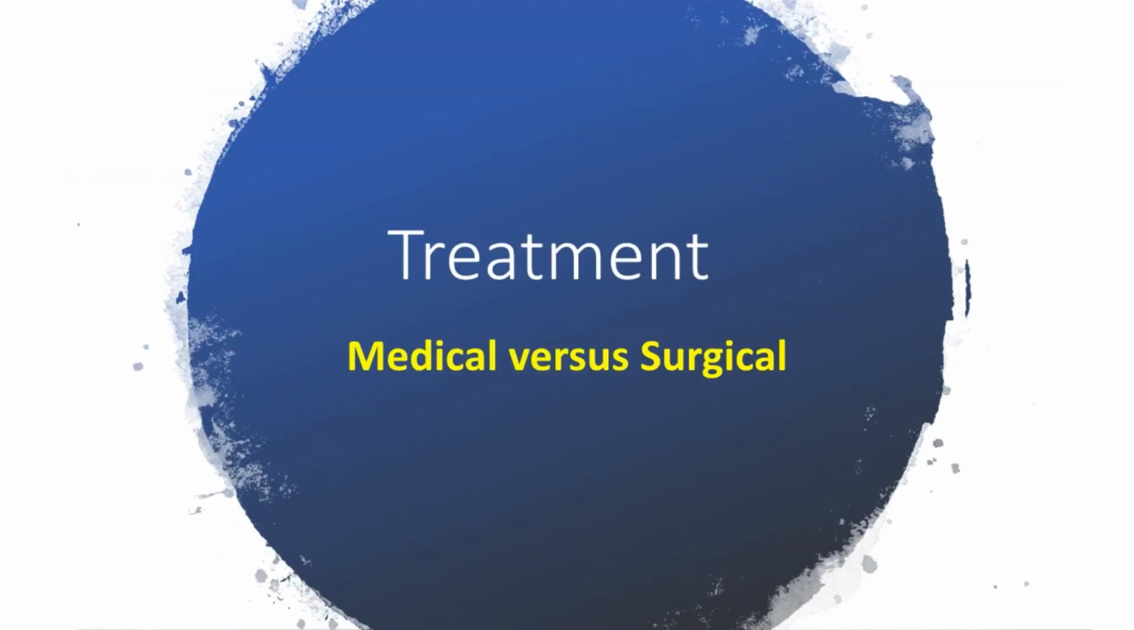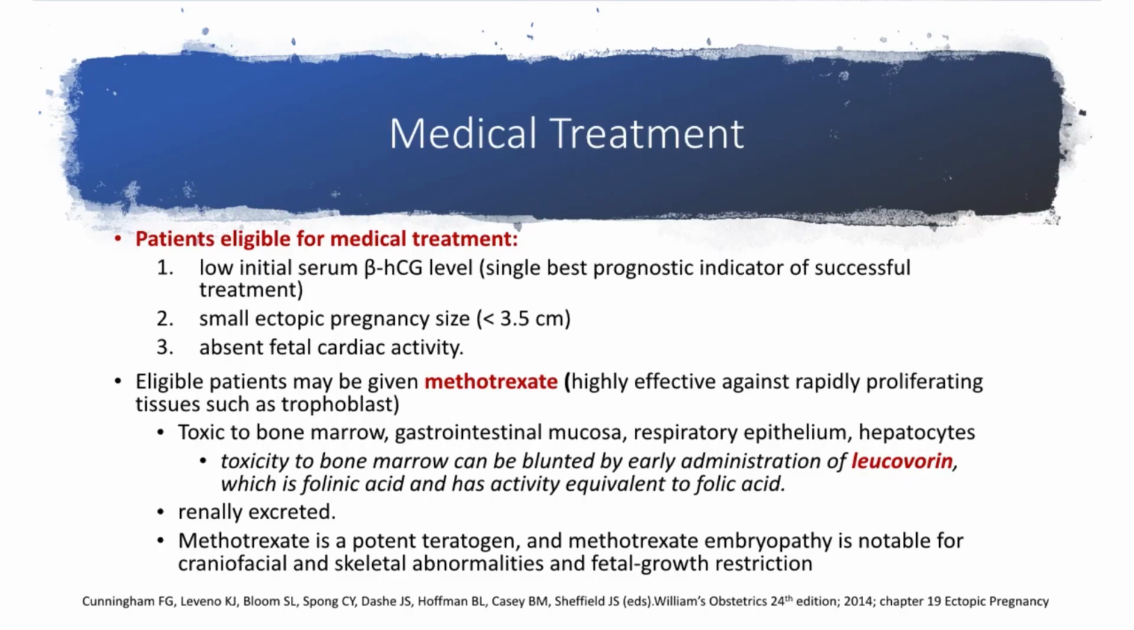So as for the treatment, we have medical and surgical options of treatment. Let's start first with the medical treatment. Patients eligible for medical treatment are as follows. First, a low initial serum beta-HCG level, which is the single best prognostic indicator of successful treatment. Second, a small ectopic pregnancy size, less than 3.5 centimeters, and absent fetal cardiac activity.